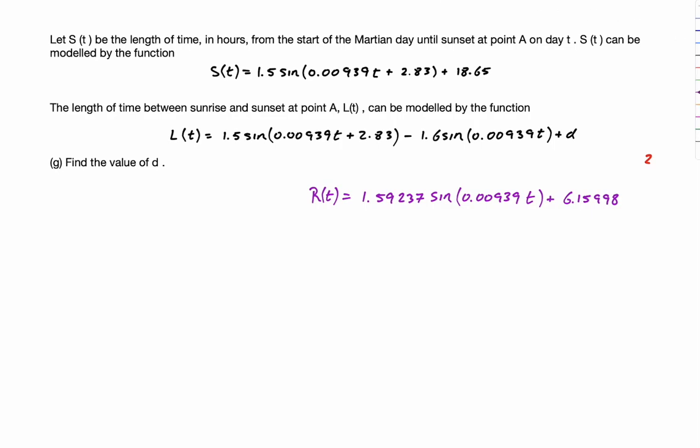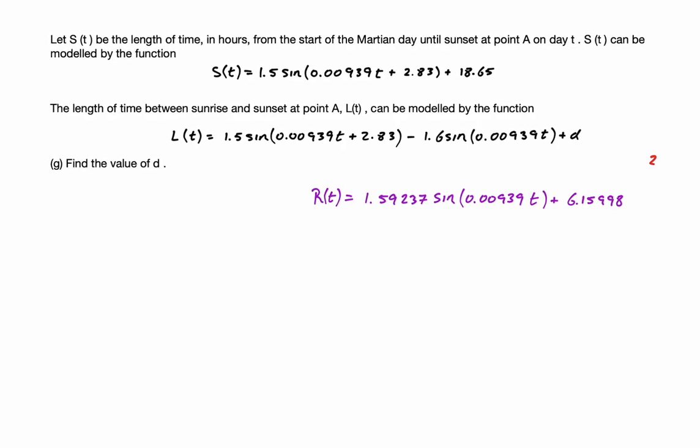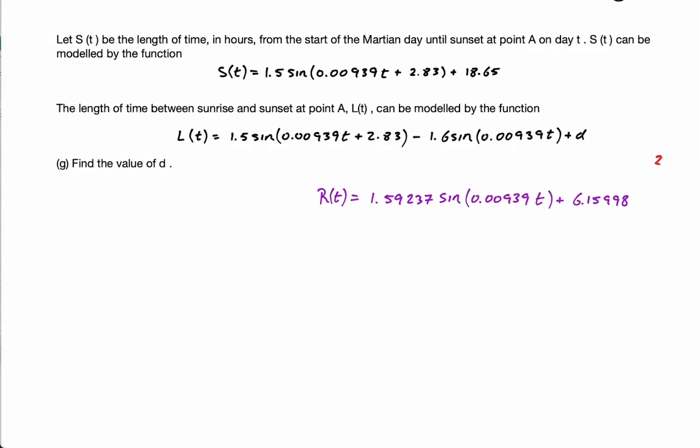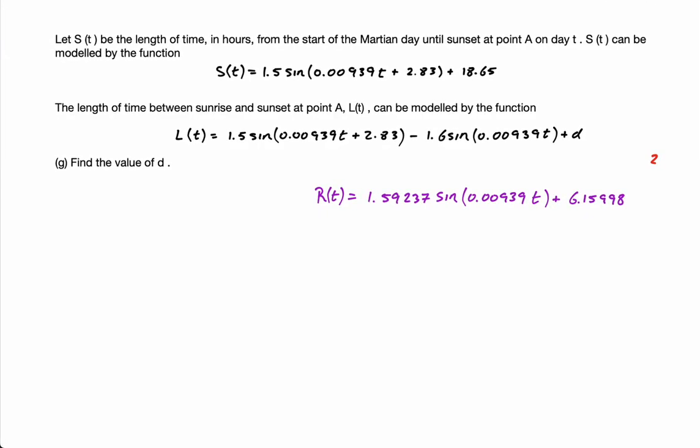Okay, so essentially what we have is, let me just fix this. Okay, so this was R of t. R of t models the length of time from the start of day to sunrise. That's start of day to sunrise. And this is start of day to sunset. So the time between sunrise and sunset is just this minus this.